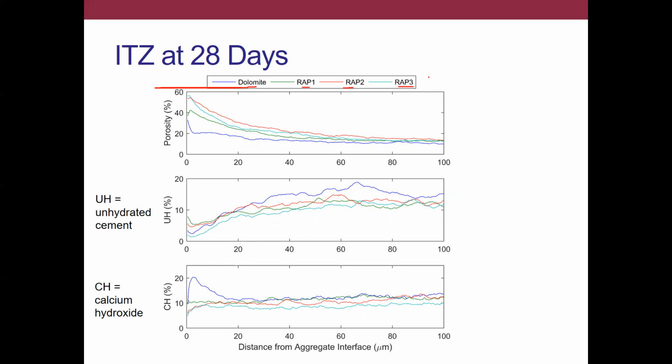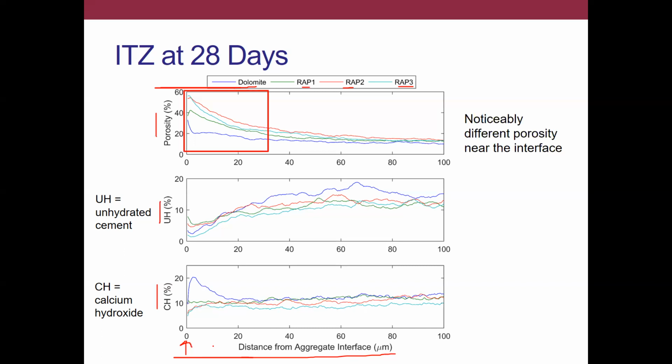So this is now the average data over anywhere from 50 to 60 images, collected over many locations in your sample. And the first thing we want to note, what we're looking at here is either porosity, unhydrated cement, or calcium hydroxide as a function of distance from the aggregate interface. So 0.0 is immediately at that aggregate interface.